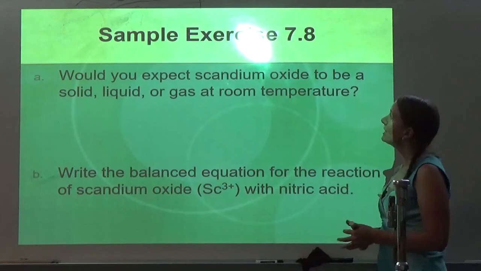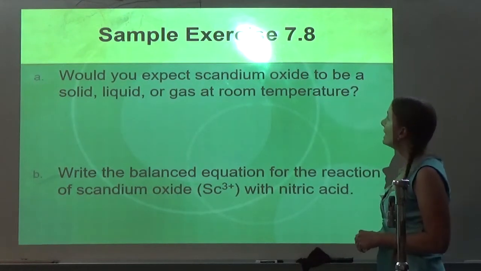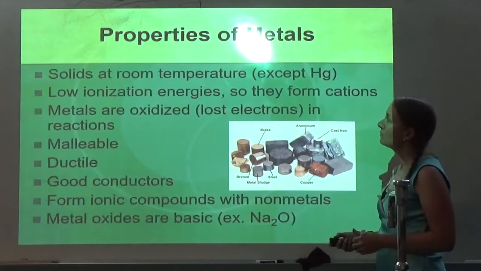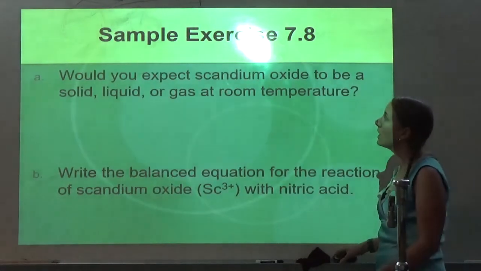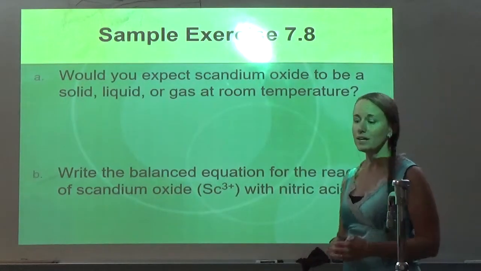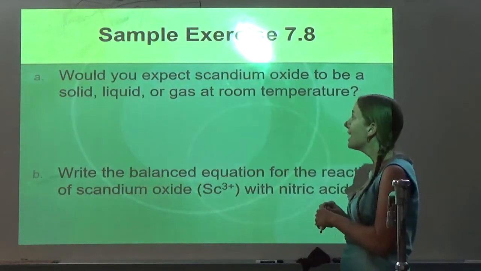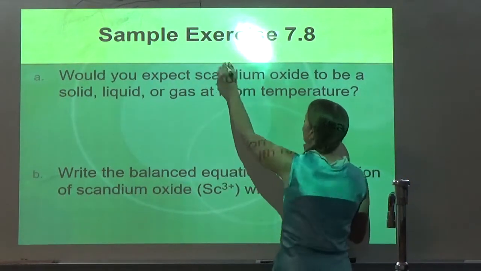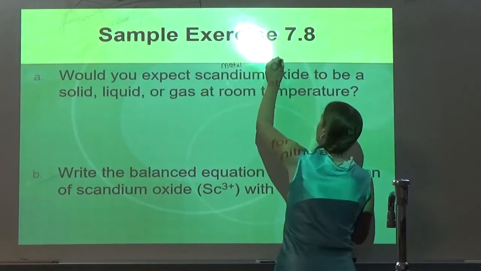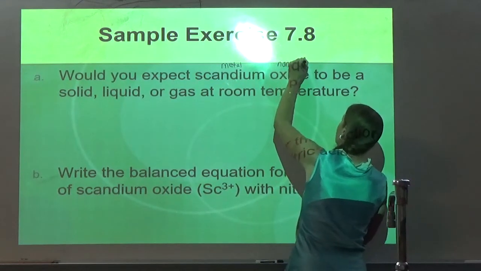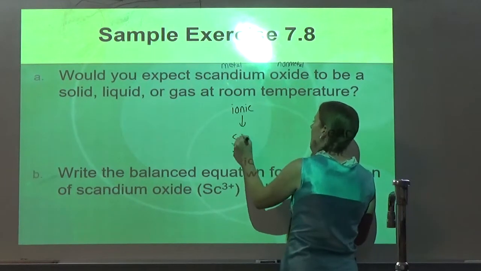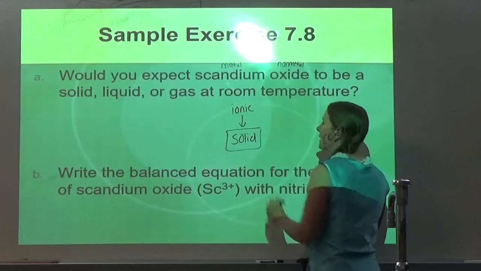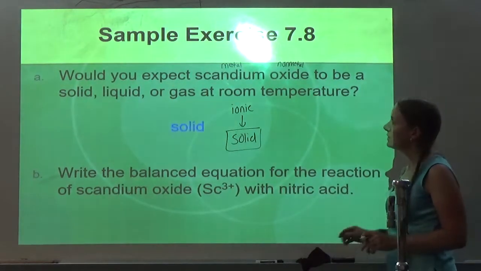So, sample exercise 7.8, it says, would you expect scandium oxide to be a solid, liquid, or gas at room temperature? All right, so y'all, if you look, it says that they form ionic compounds with nonmetals. Well, one thing we know about ionic compounds is, of course, they are solids at room temperature. Okay, so once I see this is a metal and this is a nonmetal, I can say, hey, this is going to be an ionic compound, which tend to be solid. So that's how you would know the answer to that one. All right, so solid for that one.